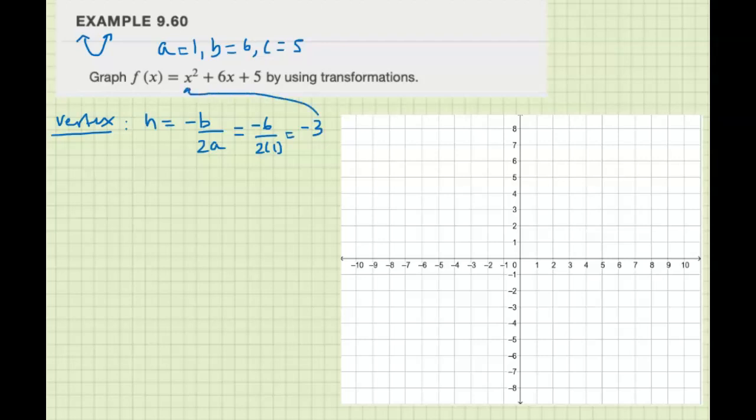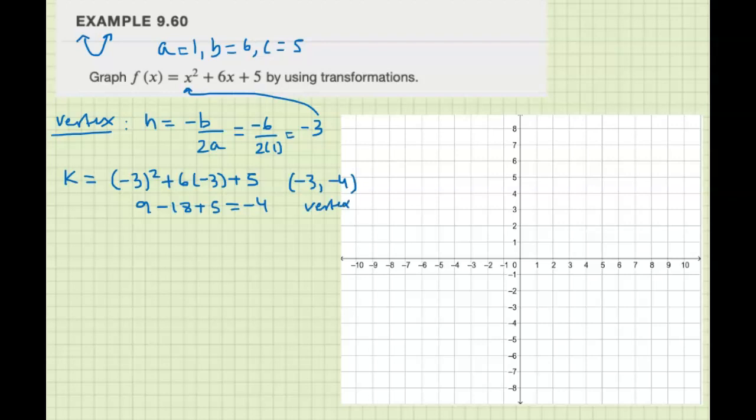Plug this into the function. We get the k value is negative 3 squared plus 6 times negative 3 plus 5. 9 minus 18 plus 5 gives me negative 9 plus 5, which is negative 4. So the vertex is at negative 3, negative 4.